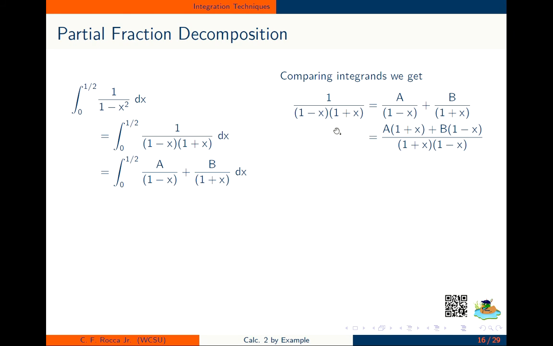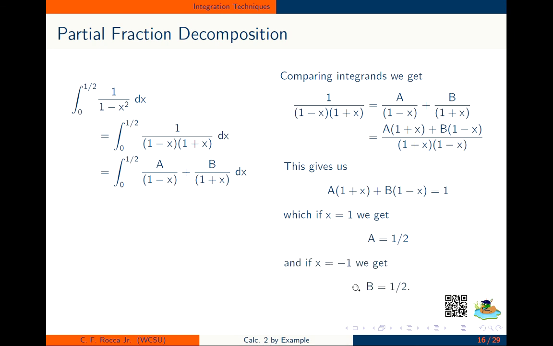Now, all the way over on the left, I have a fraction with denominator 1 minus x times 1 plus x. And all the way over on the right, I have a fraction with the same denominator. So if I want two fractions with the same denominator to be equal, that means their numerators have to be equal. Okay, so setting the numerators equal, we can now try and solve for a and b. In this very basic example, there's a nice clever way to do this. If I let x equal 1, the first term becomes 2a, and the second term is 0. So I have 2a equals 1, or a is 1/2.